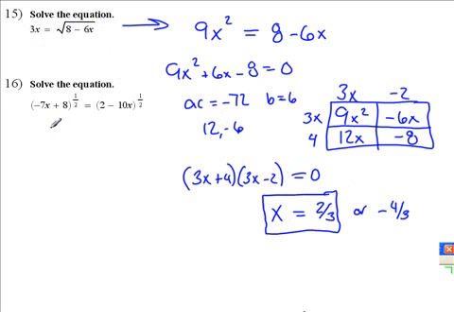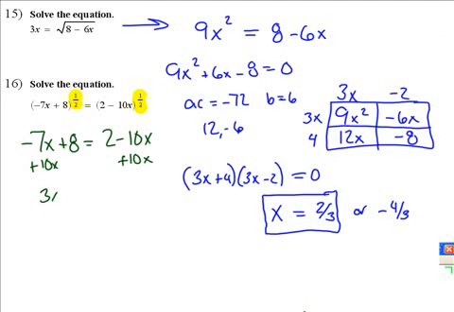All right, let's turn our attention to number 16 here. Notice how we've got both sides raised to the 1/2 power. So really, we've just got the square root on both sides. Let's just go ahead and square both sides. The result there would be negative 7x plus 8 equals 2 minus 10x. And then we'll go ahead and try to get all the x's on one side. So I'll add 10x to both sides.